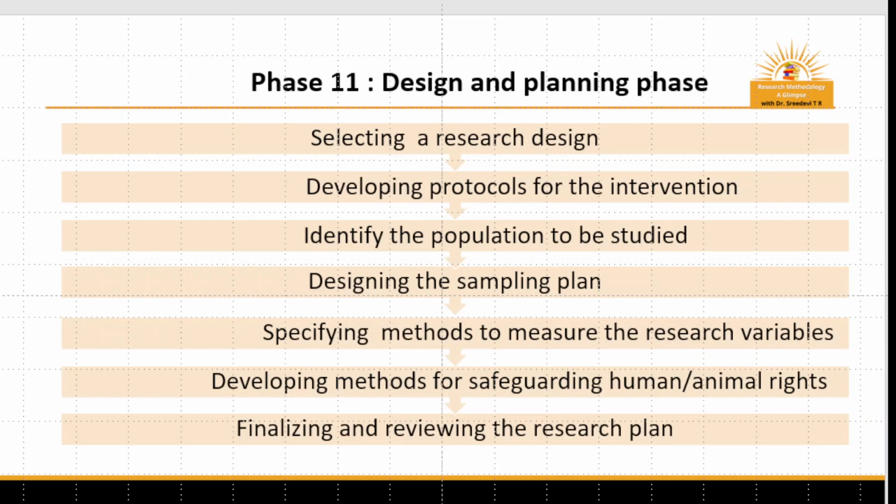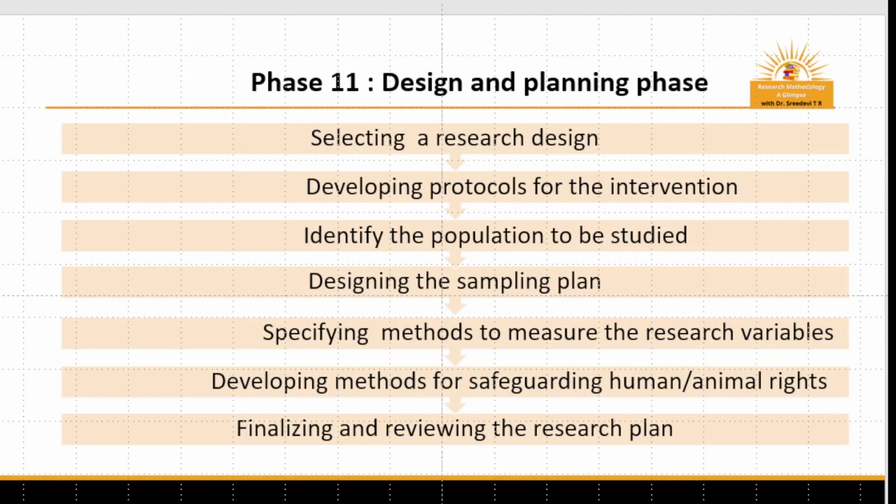Then identify the population to be studied. You know, population is the entire aggregate of cases that meets a specified set of criteria. Population can be anything that is subjected to study. The researcher decides what characteristics participants should possess, to whom the study results can be generalized. So the problem you are investigating, in which population, based on that the population has to be selected and the sample has to be drawn.